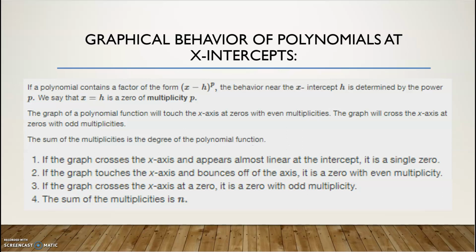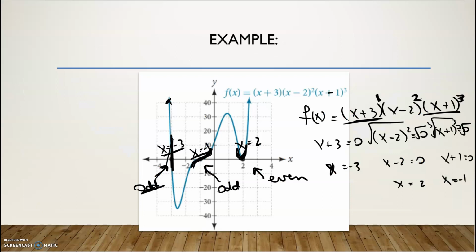Graphical behavior of polynomials at x-intercepts. If a polynomial contains a factor of the form x minus h raised to p, the behavior near the x-intercept h is determined by the power p. We say that x equals h is a 0 of multiplicity p. Basically what we are saying over here, get rid of some of these.